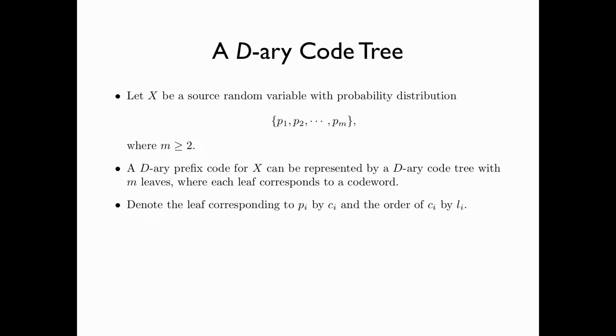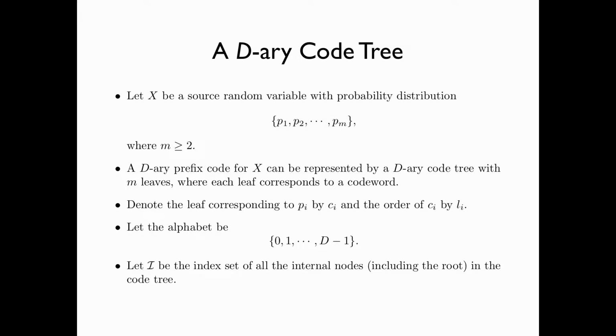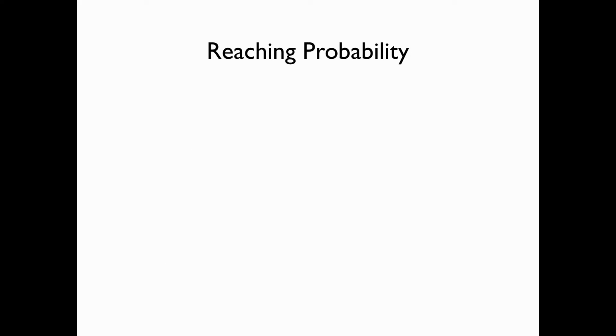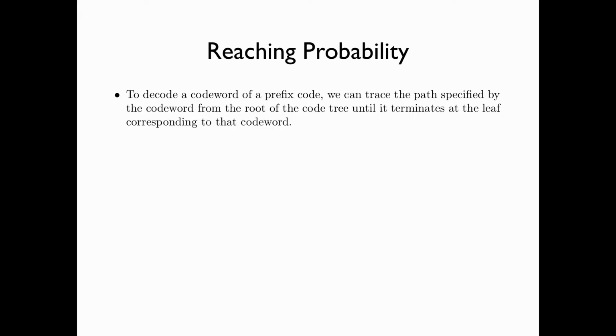Denote the leaf corresponding to probability pi by ci and the order of ci by li. Let the alphabet be 0, 1 up to D-1. Let script I be the index set of all internal nodes, including the root, in the code tree. An internal node of a code tree is a node that has at least one descendant. To decode a codeword of a prefix code, we can trace the path specified by the codeword from the root of the code tree until it terminates at the leaf corresponding to that codeword.